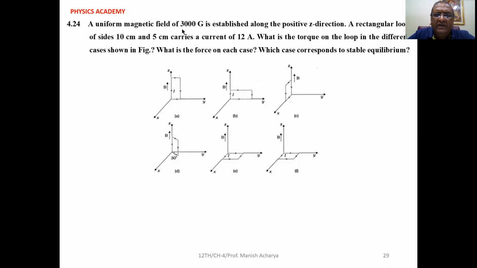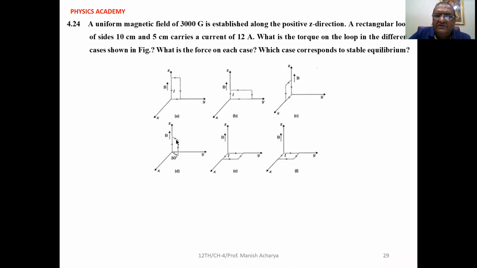4.24. A uniform magnetic field of 3000 Gauss is established along the positive Z direction. A rectangular loop of sides 10 centimeter and 5 centimeter carries a current of 12 ampere. What is the torque on the loop in the different cases shown in the figure? What is the force on each case? Which case corresponds to stable equilibrium?